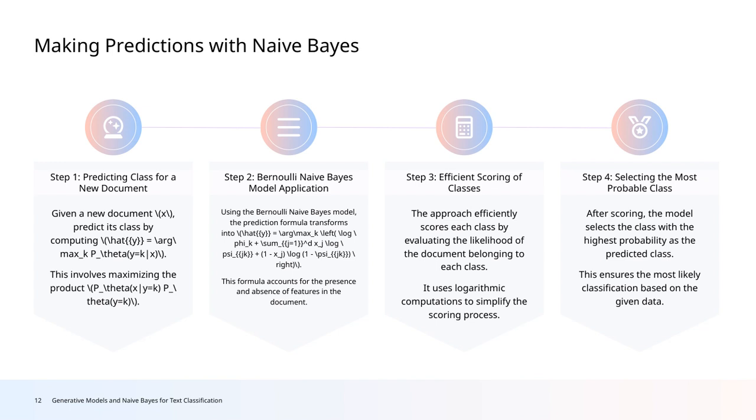It looks like this: the log of the prior for class K, plus the sum over all features of the feature's presence or absence and their respective log probabilities. This formula takes into account both whether a feature appears or does not appear in the document. Finally, given a new document, represented as X, we predict its class by calculating the class that maximizes the posterior probability. Essentially, we compute the probability of the document given each class, multiplied by the prior probability of that class, and pick the class with the highest value. This process ensures that we're making the most informed and statistically sound prediction based on the data.